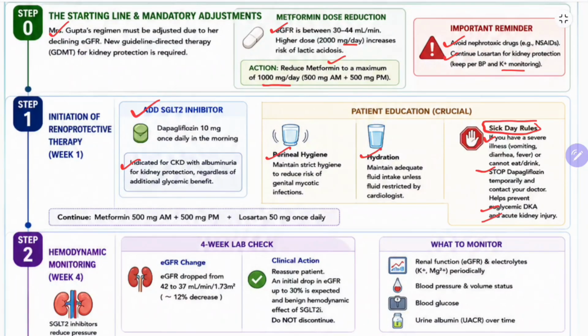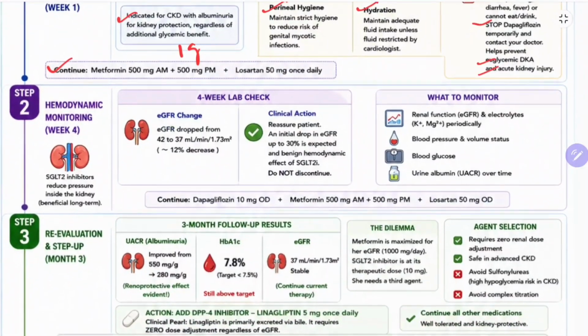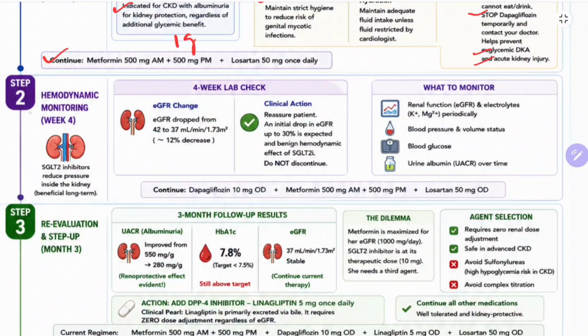Okay, acute kidney injury is very important. So continue metformin 1 gram twice daily and losartan 50 mg once daily. The second step is in the 4th week. In the previous case we have already seen that in the 2nd week we measured the eGFR. Here, in this patient, it was measured in the 4th week. So, eGFR measuring.